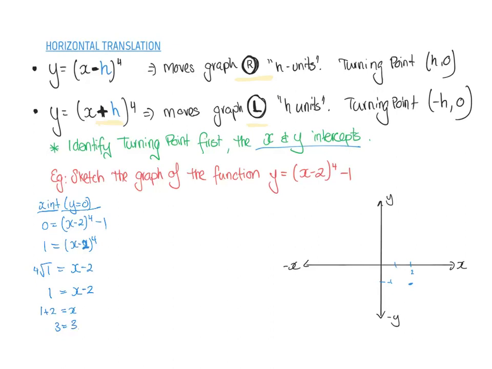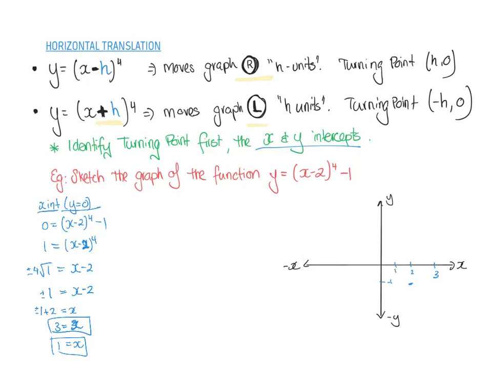Now, be careful. When you do the fourth root, it's still like a square root. It's plus or minus. So I should have really had plus or minus 1 here. I've done one answer, where I did 1 plus 2, and the other answer will be minus 1 plus 2, which will be 1 equals x. So there's my actual 2 x-intercepts. If you look over here, we've got an x-intercept of 3 and an x-intercept of 1.